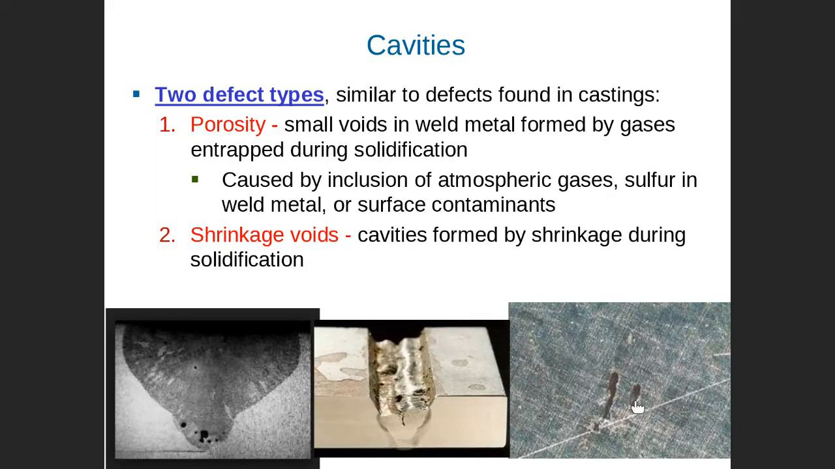Shrinkage void is here. It is also like casting. When you do casting, when you do melting and solidification, some shrinkage happens. This could be avoided by adding a riser, or by designing carefully to not have a bigger dimension leading to what we call shrinkage void.